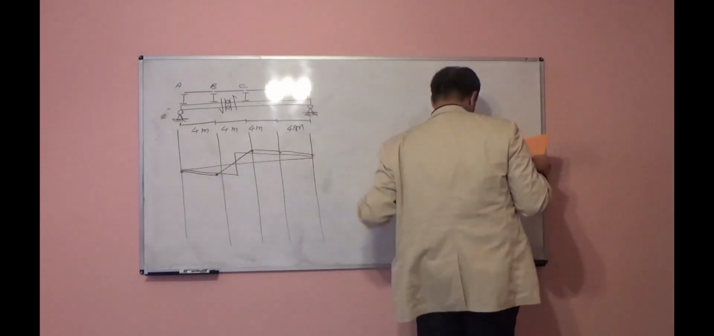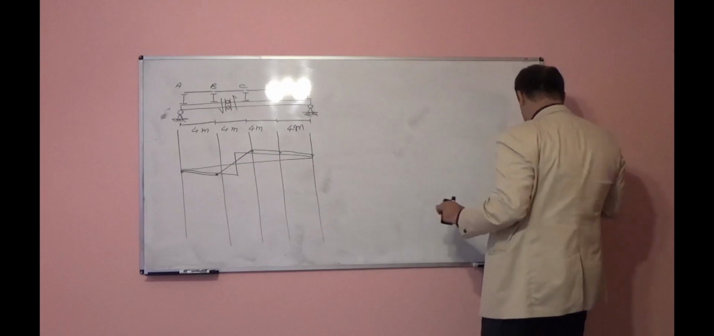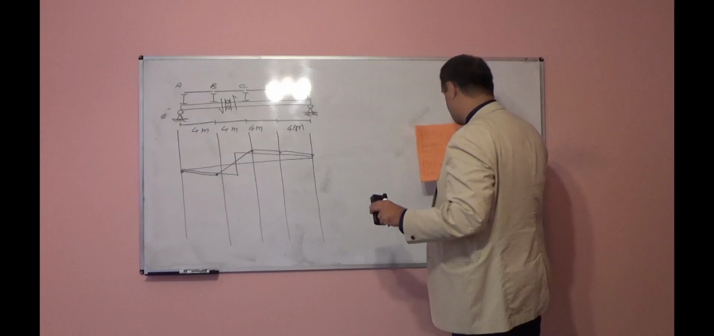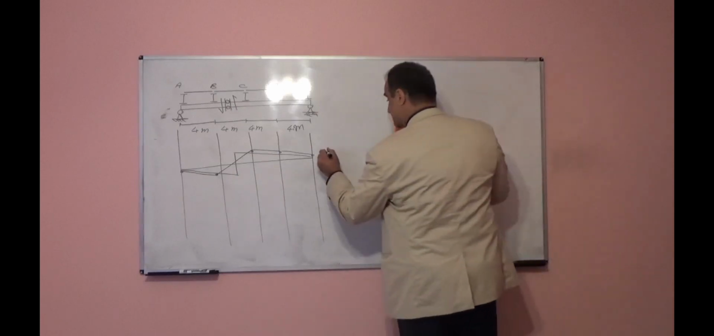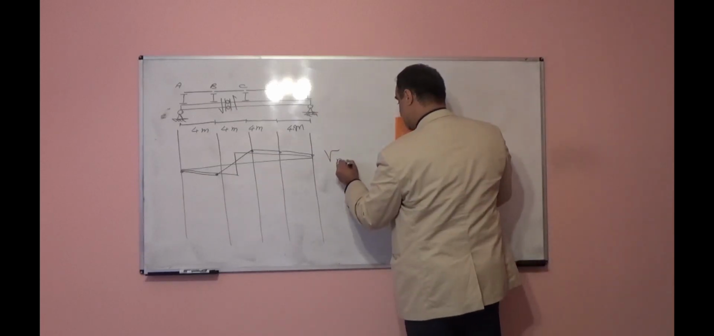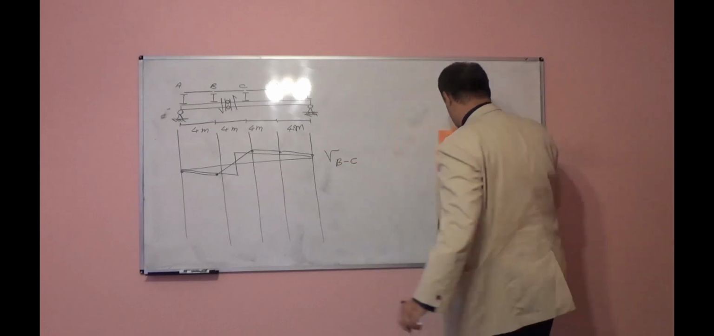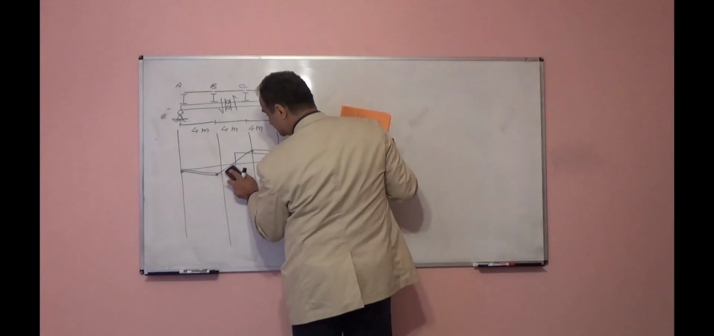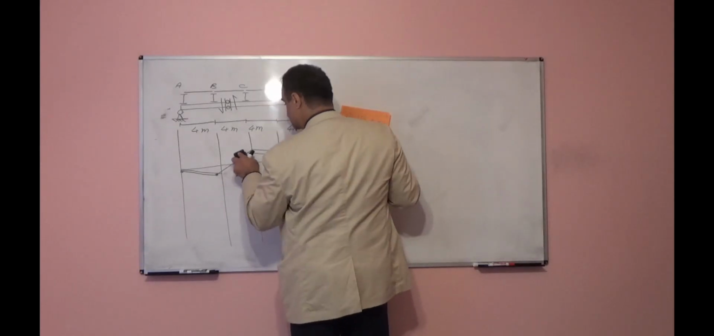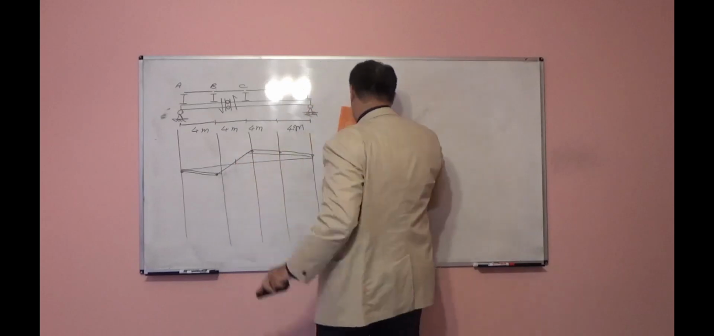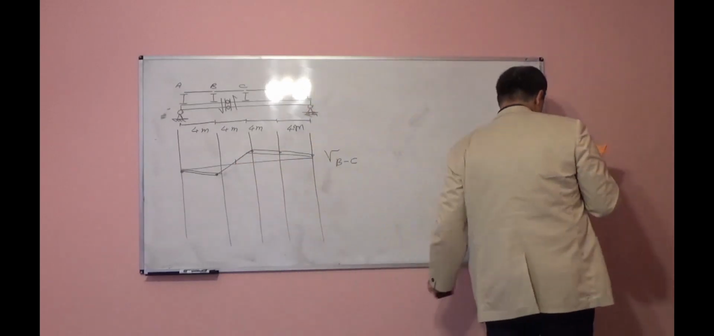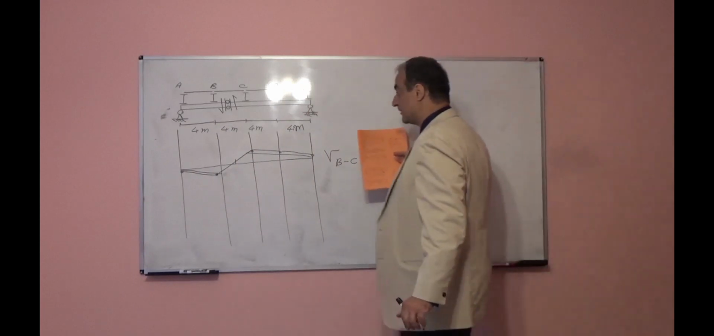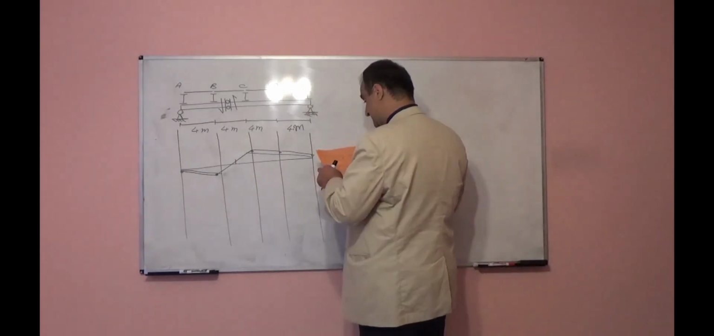So again, this will be the influence line for panel BC for shear. Shear influence line, panel BC. Extra part, you can remove it. And from similar triangle, you can find those heights. So, let's see the next example.